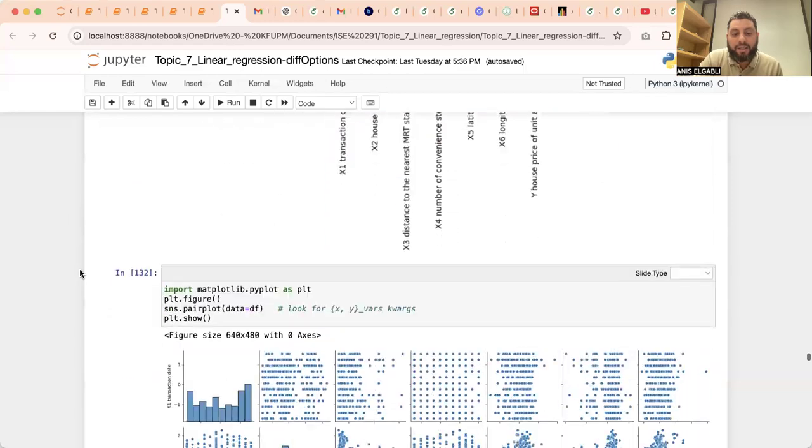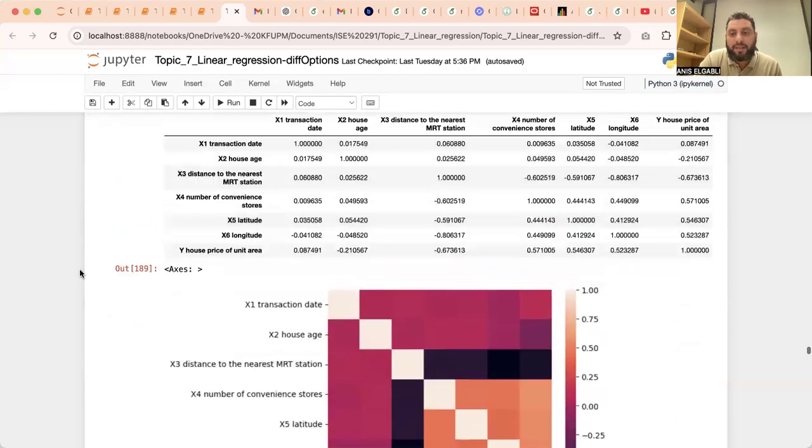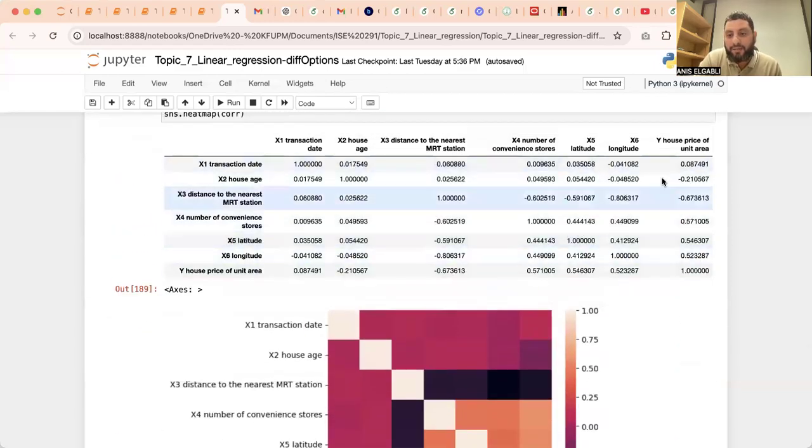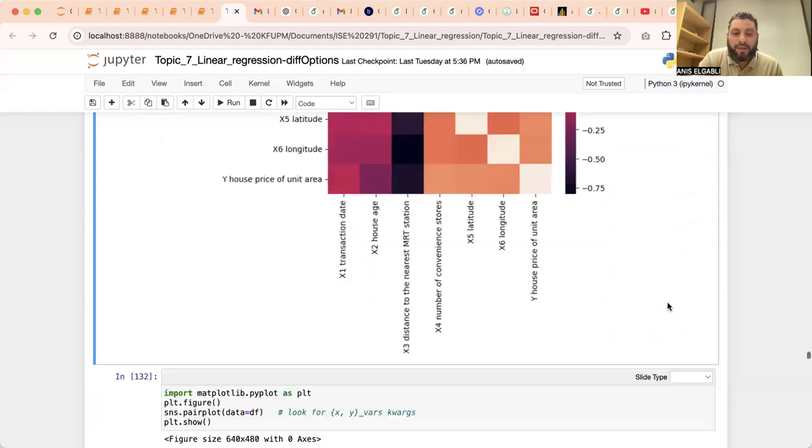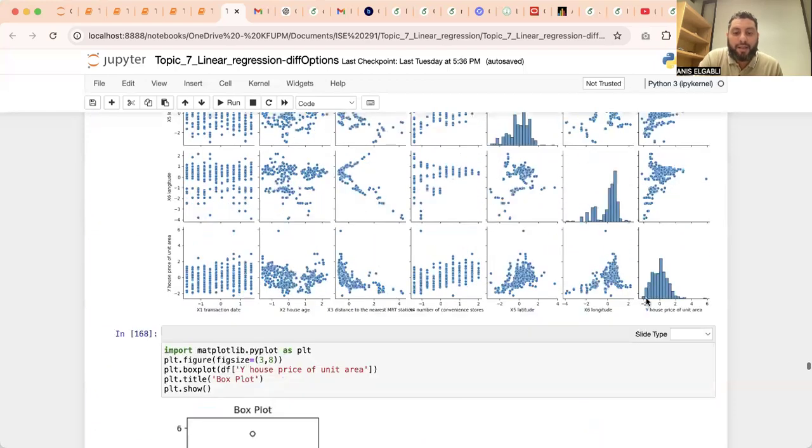So now let's look at the scatter plots to confirm our findings here, or to see if these findings make sense, or, as I said, maybe what we concluded by just looking at the correlation may not be correct. Let's look at this here. Let's focus on the last row. This plots the correlation between the target variable and every input feature.